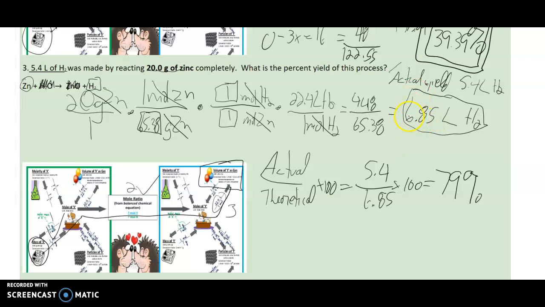They were expecting 6.85 liters if you do everything perfect. It's almost impossible to do everything perfect, even in the best labs in the world. What we actually got was 5.4. If this number is ever higher than 100%, that means something went wrong. You dropped something in, you screwed up a math step, those things. It should always be below 100. If it's above 100, you either messed up in the lab or you messed up with your math.